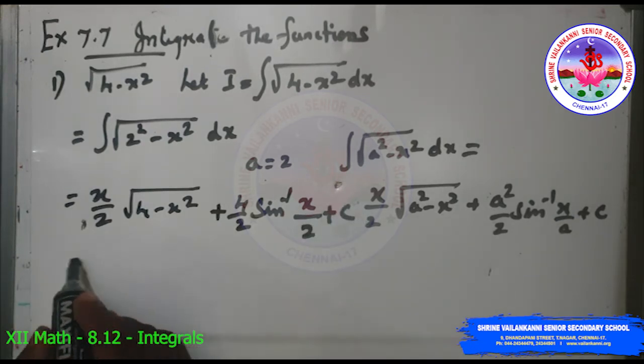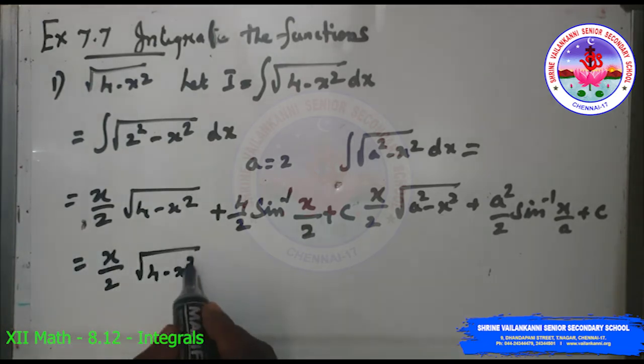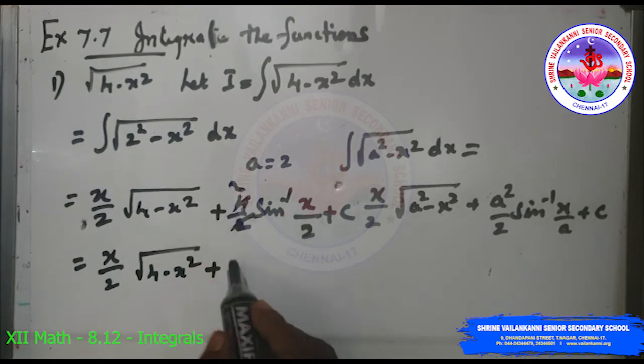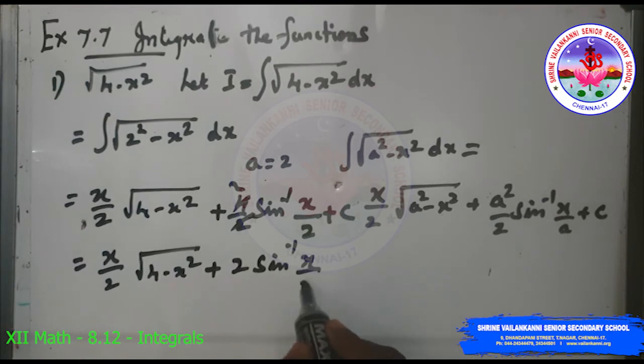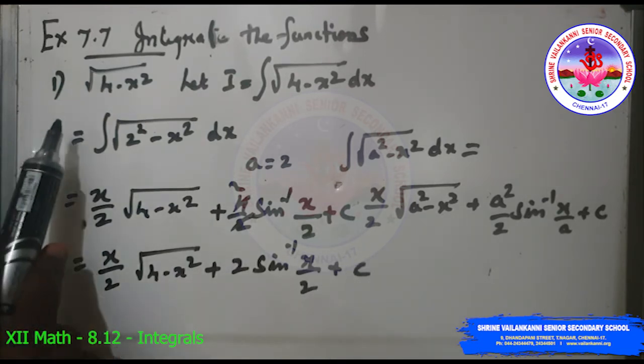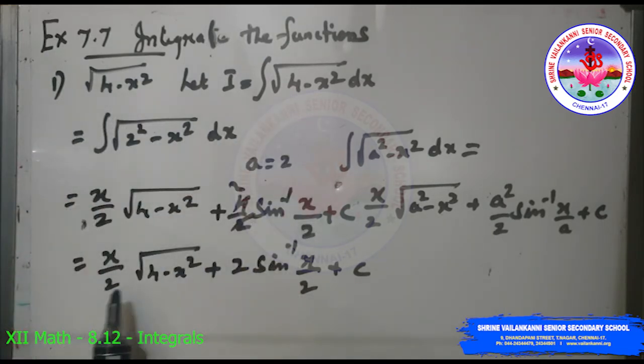So again we are writing this as x by 2 root of 4 minus x square. Cancelling this, we get plus 2 into sine inverse of x by 2 plus c. So integral of root of 4 minus x square dx, which is equal to x by 2 root of 4 minus x square plus 2 into sine inverse of x by 2 plus c.